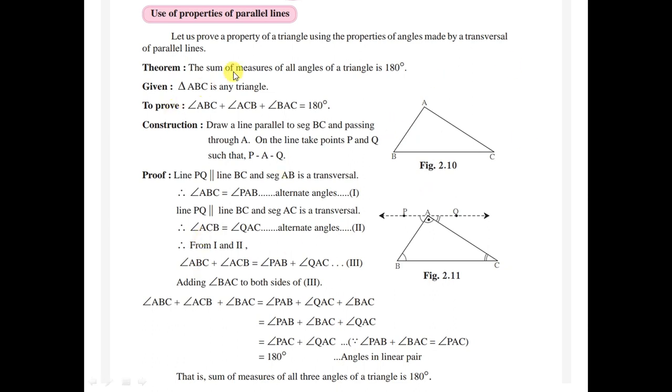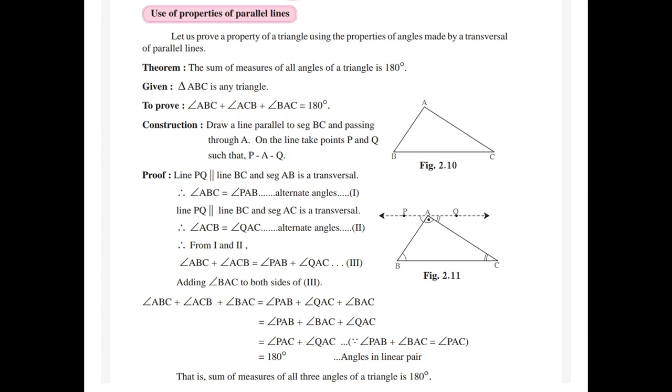Let us start. The theorem is: the sum of measures of all the angles of a triangle is 180 degrees. So that's the statement. We have already studied this statement in 8th standard, that the sum of all the angles in a triangle is 180 degrees, correct? And you have calculated the measures of angles using that property. But today we are going to prove that property. So given: triangle ABC is any triangle. They have given it over there, you can see triangle ABC.